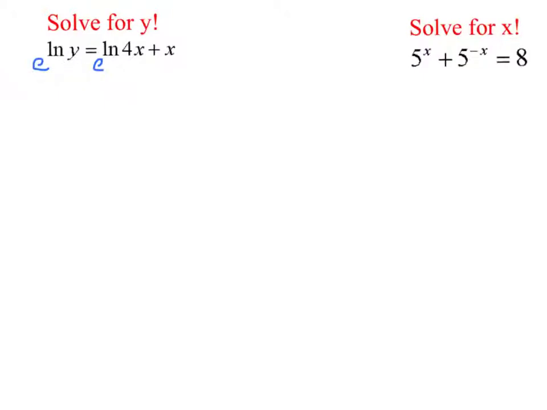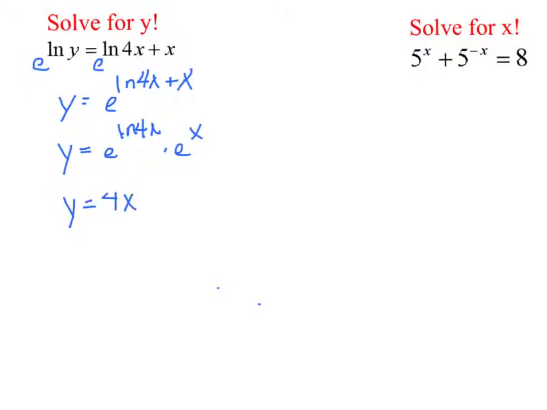So e to the natural log of y is simply y. And the other side, I'm just going to rewrite right now as e to the natural log of 4x plus x. But I can do some simplifying there as well. I'd have e to the natural log of 4x multiplied by e to the x, using those same rules we just talked about, where when you multiply two things, you add their exponents. So here's 4x plus x. Well, again, e to the natural log cancels out, so we're left with just 4x e to the x. And that's our final answer.